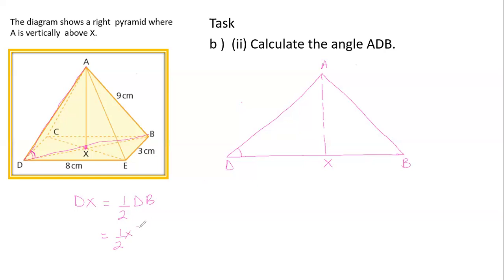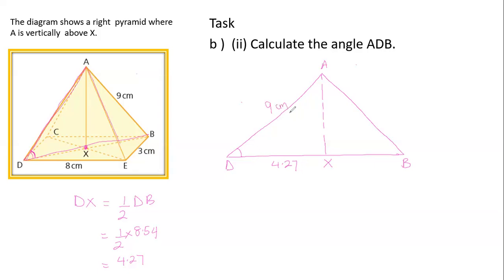So I'll say this is half times 8.54. Those who don't know, we have gotten D to B using Pythagoras theorem. So from D to X, we have 4.27. Then which distance do we have from A to D? What is the distance here, A to D? It is 9.